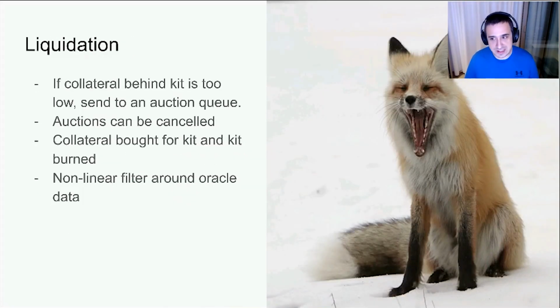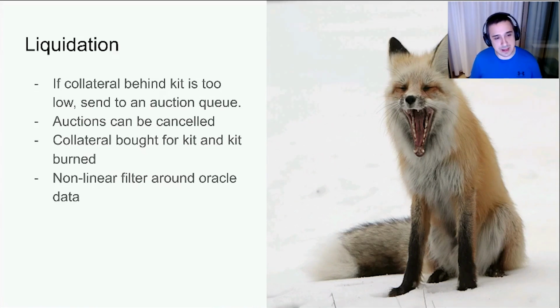Liquidation. So that's the last part. If the collateral that you place behind kit, or the tez you place behind it, is too low, then you can take some of this collateral and send it to an auction queue. And that queue basically processes tez and sells them for auction against kits and burns the kits.